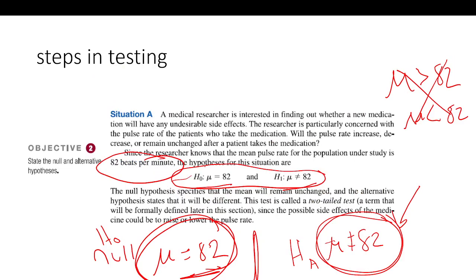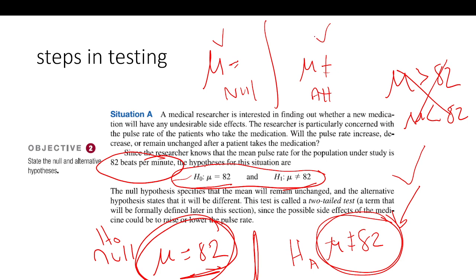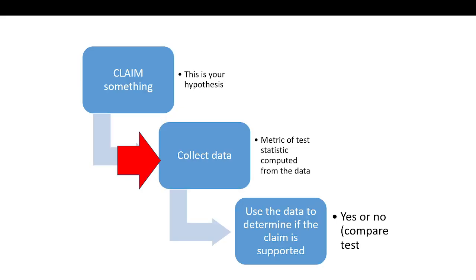So really what you should be able to do is write this. You're going to claim that the mean is equal to something. This is your null, and the alternative is that it's not. So when you test, you're testing this being true versus this being true. And there's no overlap. It's got to be this or that. It's black or white.